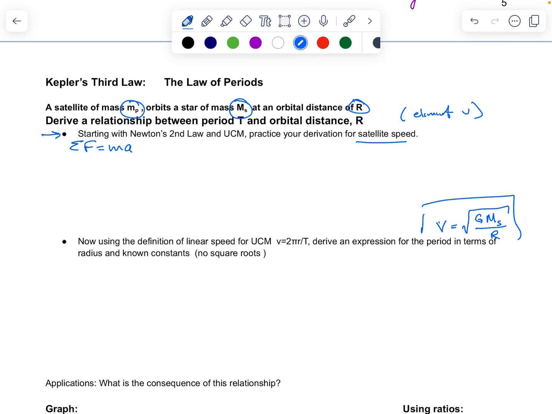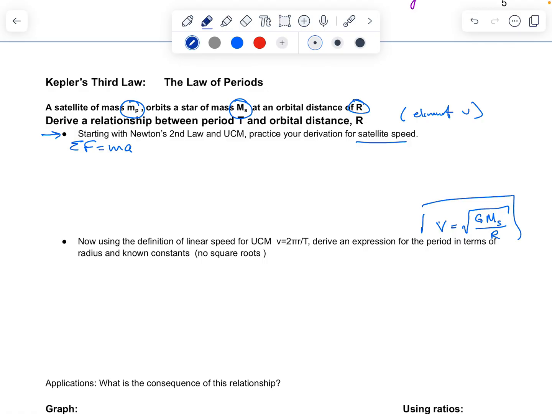So now we are going to eliminate v and solve for T. So we're going to use our expression for linear speed for things that move in circular motion and state that the velocity is going to be equal to 2 pi r over T, and we're going to derive an expression for the period in terms of radius and known constants. And we're going to get rid of the square roots. That's important too.